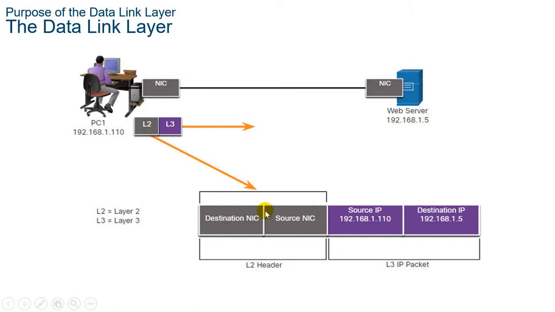Now for the source MAC address here, this pertains to the MAC address of PC1, so that would be the source NIC. The destination NIC is, of course, whoever is connected to it. For example, if you have a router in between, then that would be the destination NIC.